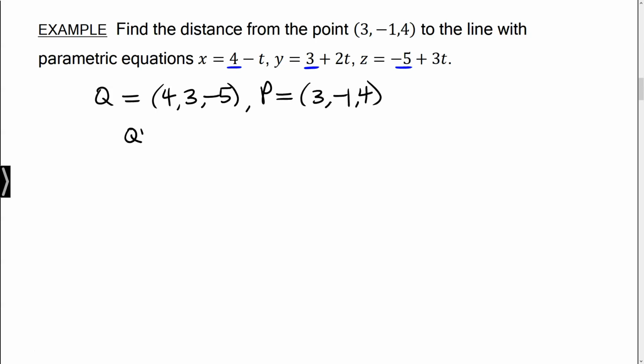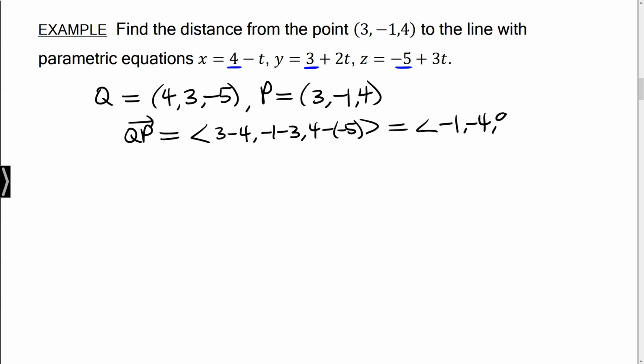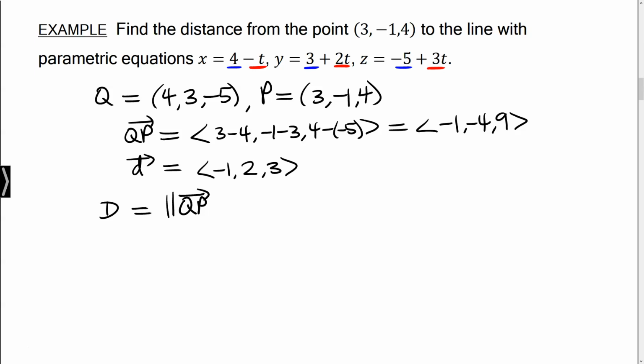And since P is equal to 3, negative 1, 4, we get that QP is equal to 3 minus 4, negative 1 subtract 3, 4 subtract negative 5. So negative 1, negative 4, positive 9. Our direction vector comes then from reading off the coefficients of t. So we got negative 1, 2, 3, and that's going to be our direction vector. And now we're equipped just to plug into the formula. So the distance is the norm of QP cross D over norm of D. I do need to figure out what this cross product is here, so let me just do that on the side real quick.